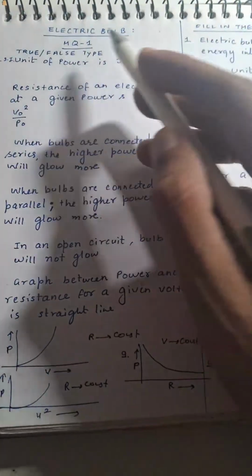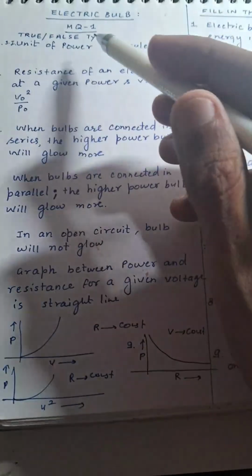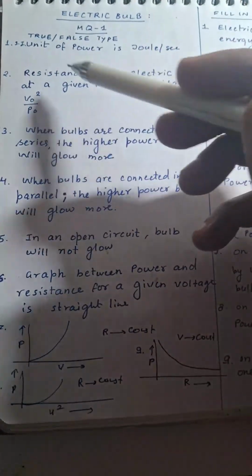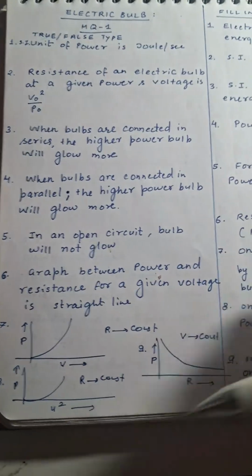Then we have another worksheet on the concept of electric bulb. So this is a master question one time, true false type question, different cases, very simple questions. Then we have graphical based questions.